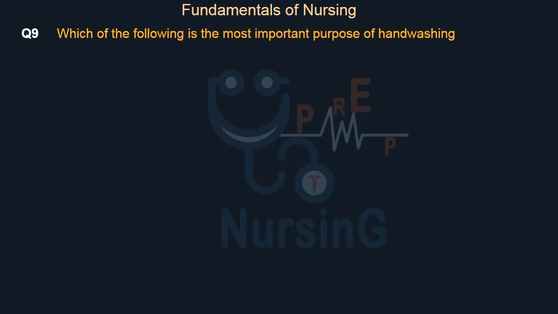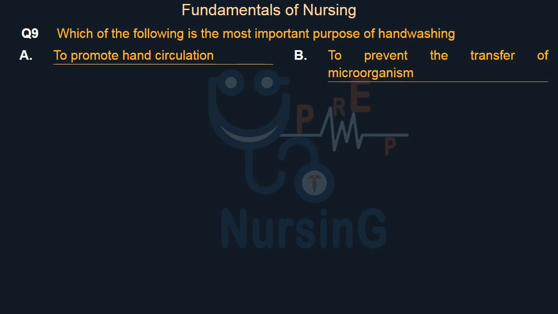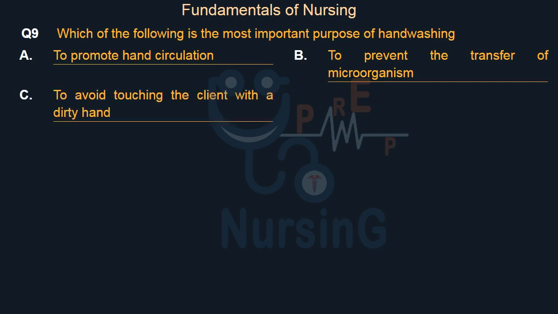Which of the following is the most important purpose of hand washing? Option A. To promote hand circulation. Option B. To prevent the transfer of microorganisms. Option C. To avoid touching the client with a dirty hand. Option D. To provide comfort. Right answer is option B.